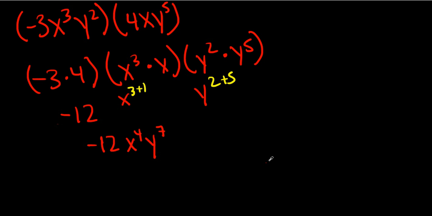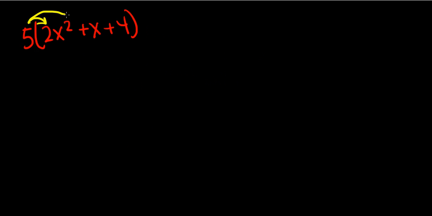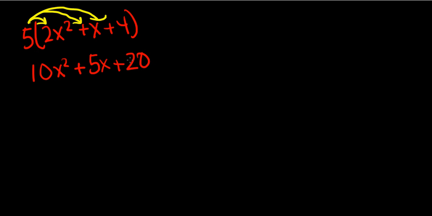Now we're going to look at an example of multiplying a polynomial by a monomial. So we have 5 parentheses 2x squared plus x plus 4. Kind of like the distributive property, we just have to multiply the 5 times each term inside the parentheses. So we have 5 times 2x squared, which would give us 10x squared. 5 times x, which would give us 5x. And then 5 times 4, which would give us 20.